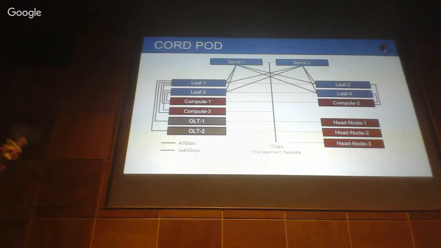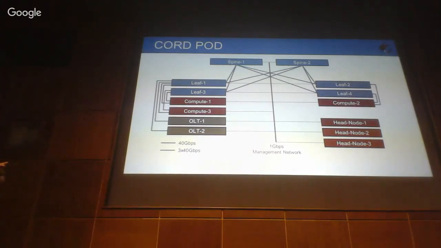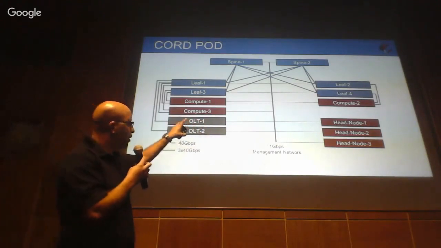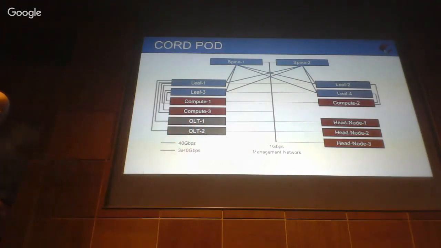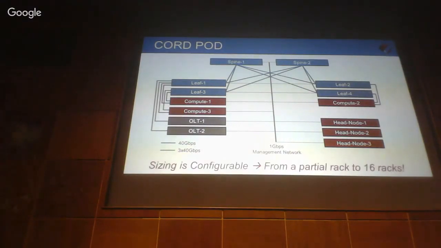This is just a pod that we have at ON Lab. We have about 3 pods like this, plus other pods spread out at our partner locations. We have a leaf-spine fabric, 2 spines, 4 leaves, 3 compute nodes, a couple of OLTs, and a few head nodes. Right now the head nodes and the compute nodes are distinct, but in the future there will be no difference between a head node and a compute node. And we're basically there. We just need some cleaning up.